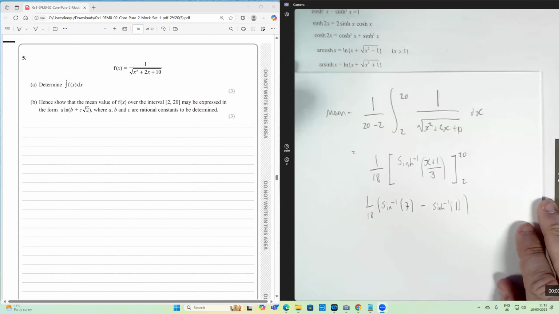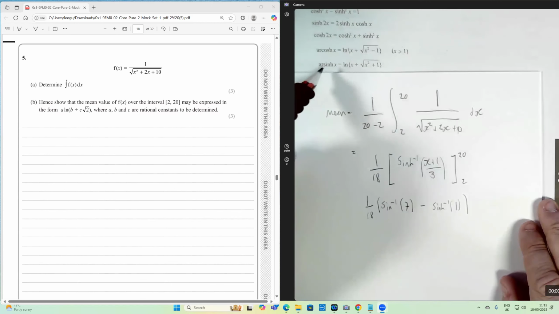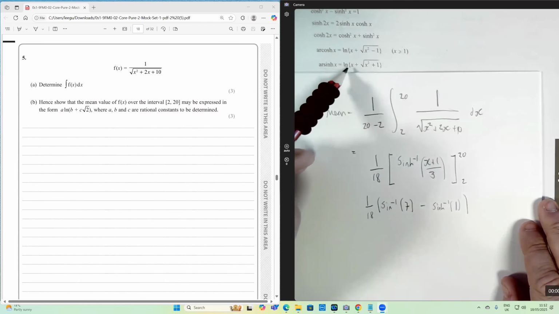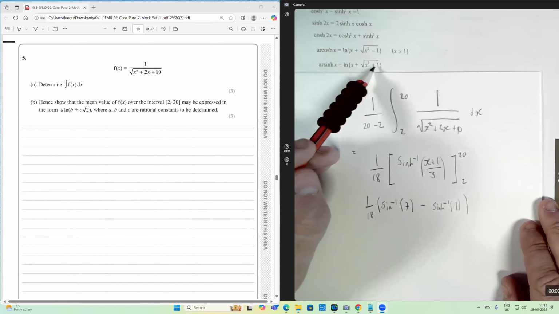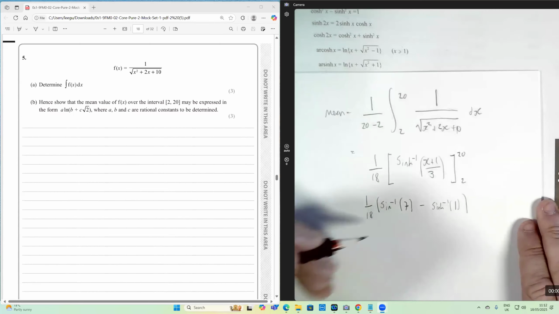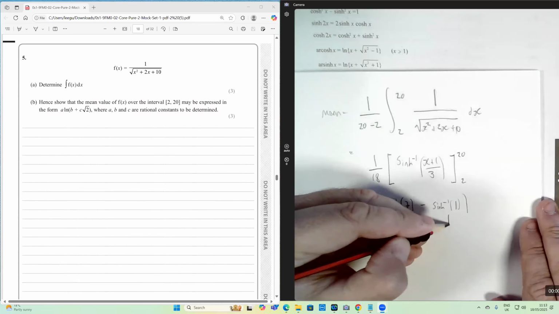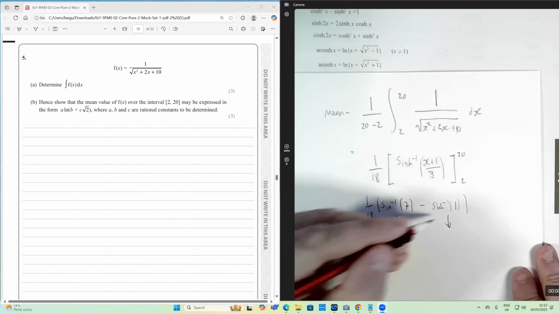So here we have arcsinh. This is the one that we're going to be interested in. Arcsinh of x is equal to ln of x add the square root of x squared add 1. Okay, so we're just going to represent both of these in that logarithmic form. So let's do this one first.